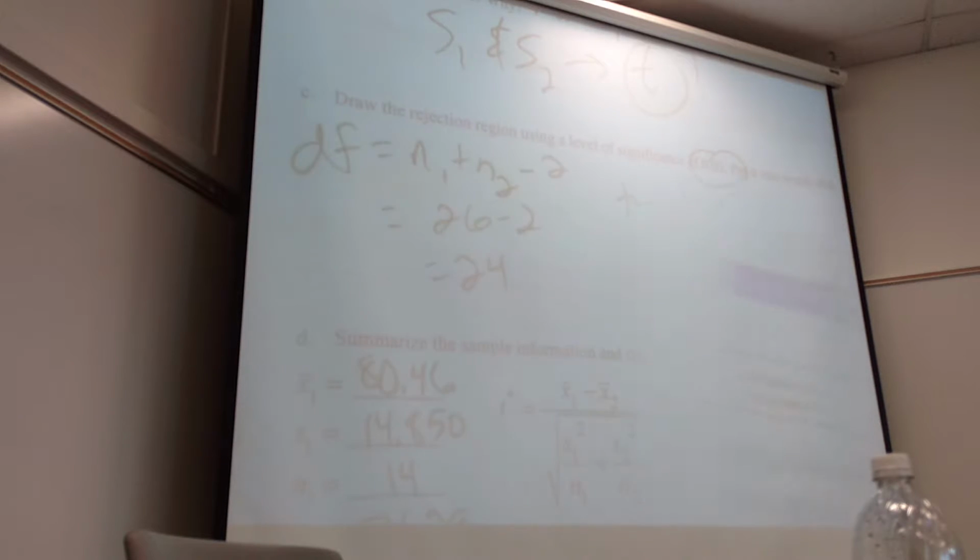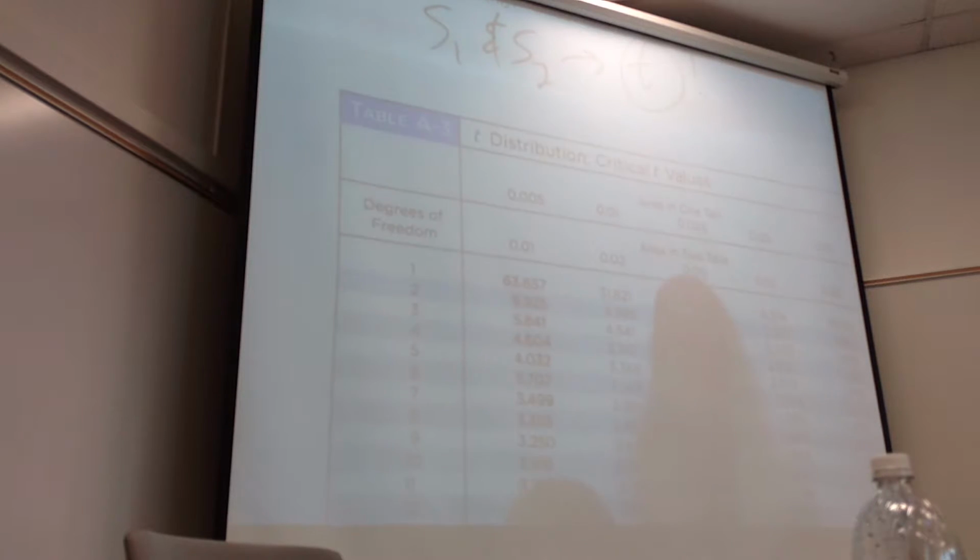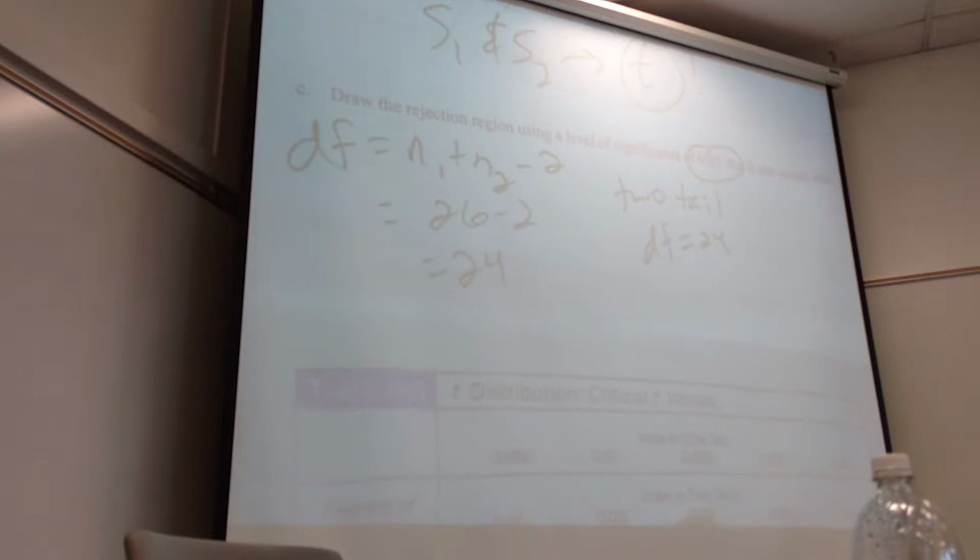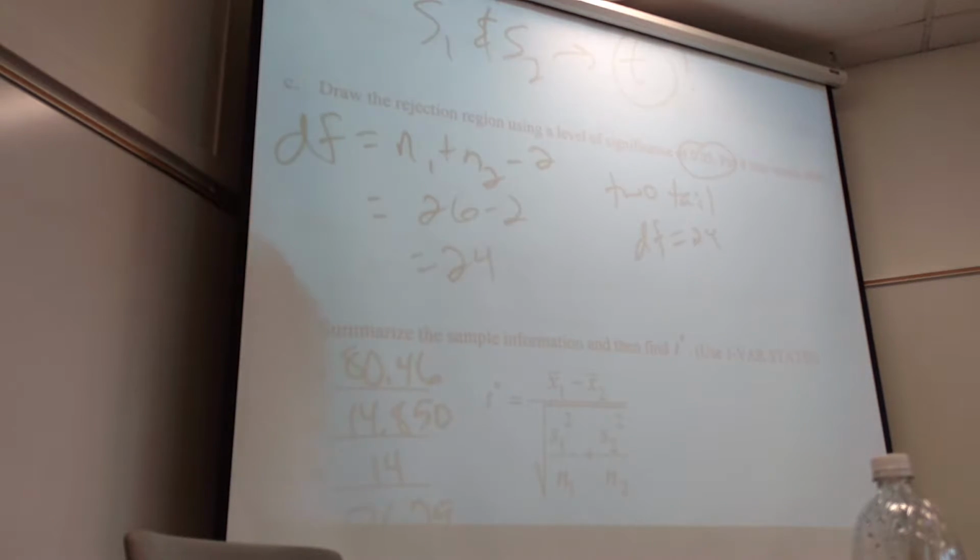Alright guys, so alpha is 0.05. It's a two-tail test, so I'm right there in the middle of everything. I want to go down until I hit 24 and then I stop. So I get 2.064. That's going to be how far enough away to show evidence that they're not the same. So 2.064.